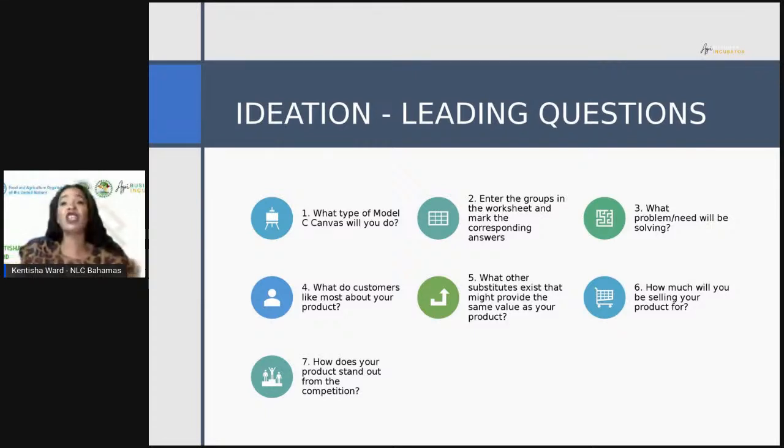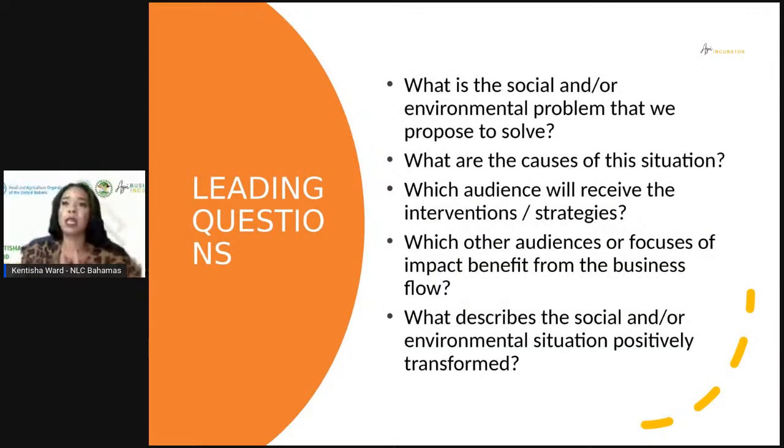But these are just a few leading questions to the Model C Canvas. These are also some of the other leading questions that Inessa went over in our previous class on Monday. What is the social and or environmental problem that we propose to solve? What are the causes of this situation? Which audience will receive the intervention strategies? Which other audiences or focuses of impact benefit from the business flow?